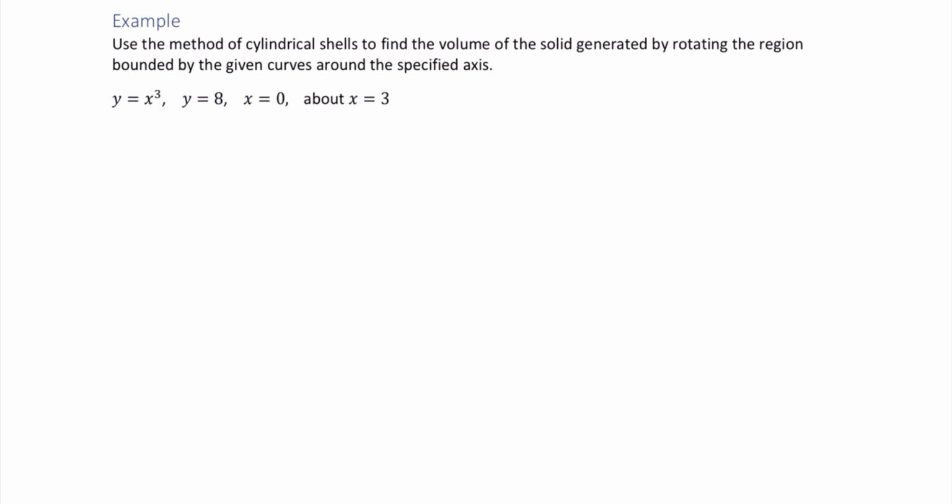Use the method of cylindrical shells to find the volume generated by rotating the region bounded by the given curves around the specific axis. Let's start by sketching this. I know I'm going to be rotating around x equals 3, so let's make a note of that.